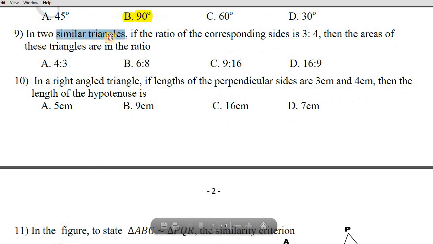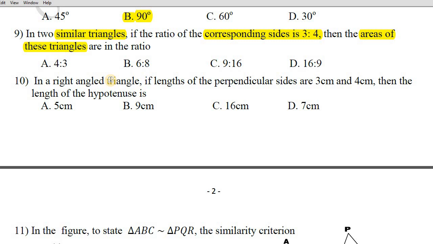In two similar triangles, if the ratio of corresponding sides is 3:4, then the areas of these triangles are in the ratio. See, this kind of problem is repeated in almost all districts model question paper, hence very important. So here corresponding side of similar triangles is given. So that is 3:4. And they are asking areas of these triangle ratios.